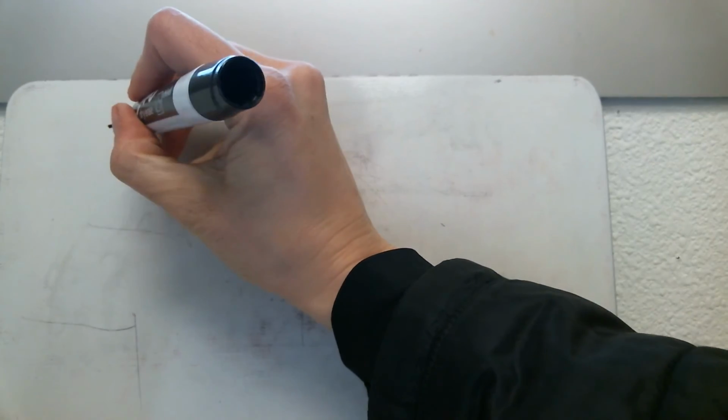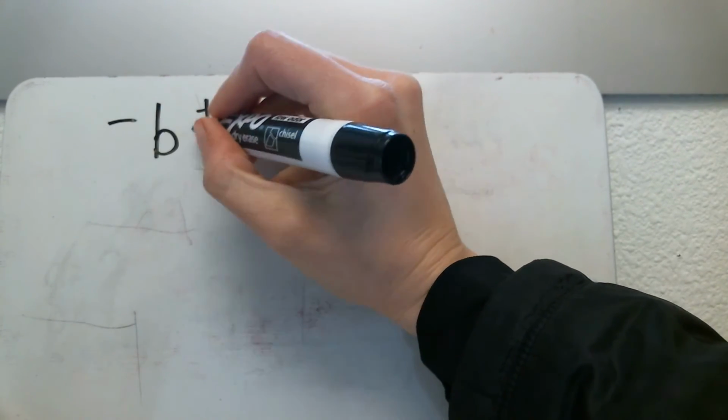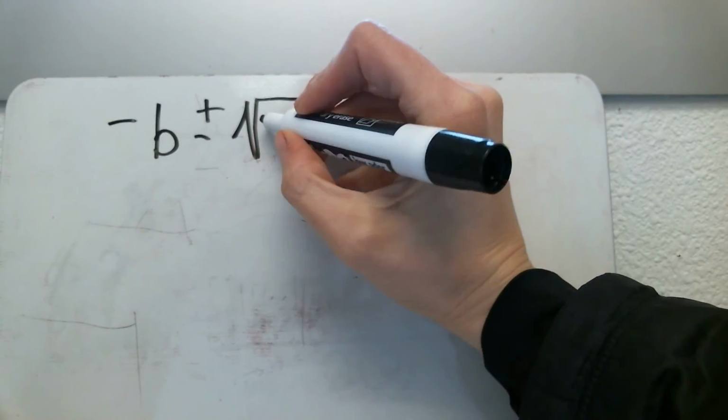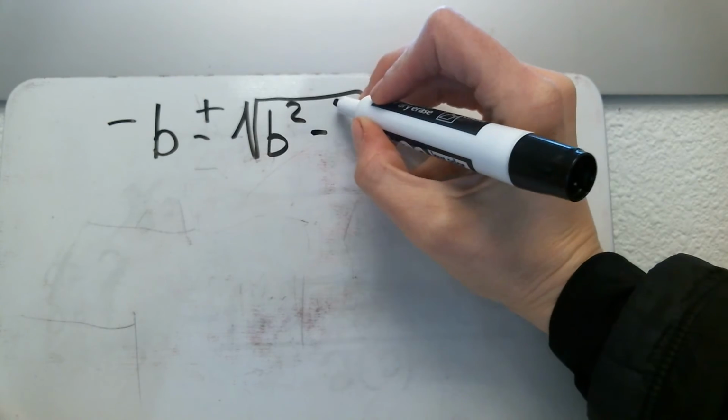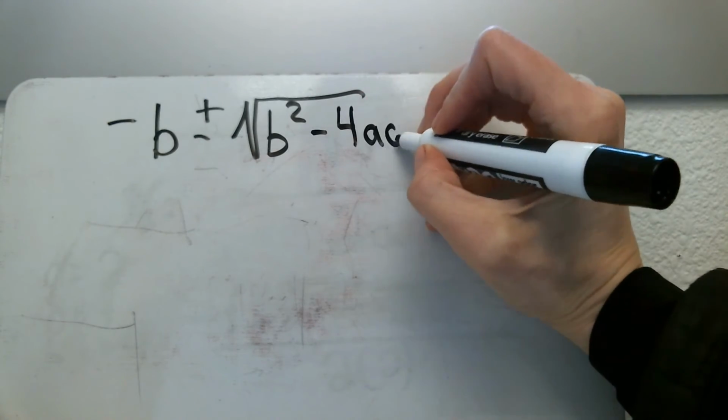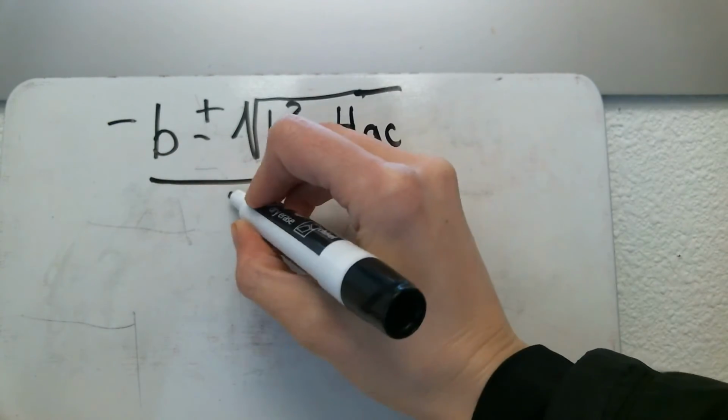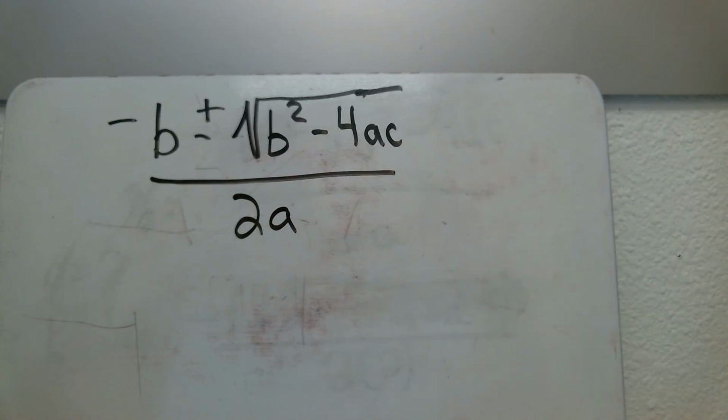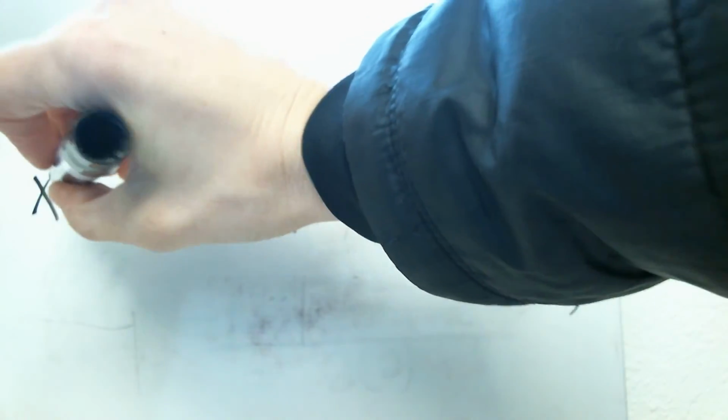So now we're going to move on and we're going to use the quadratic equation. So we're going to use the opposite of b plus or minus the square root of b squared minus 4 times a times c, divided by 2 times a. And that's equal to x.